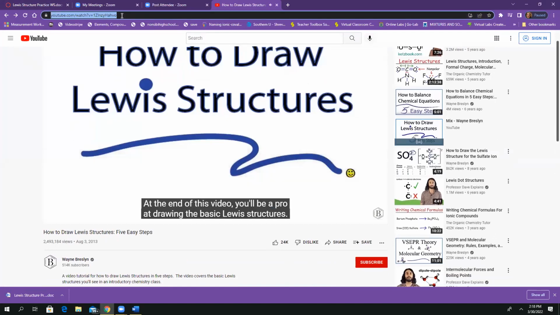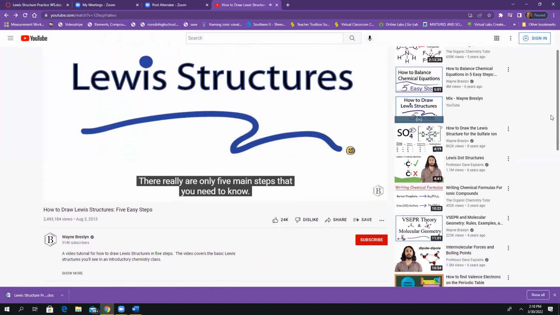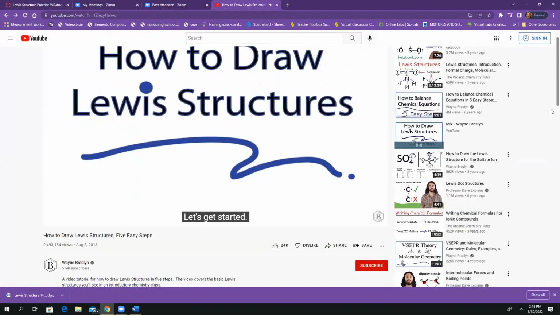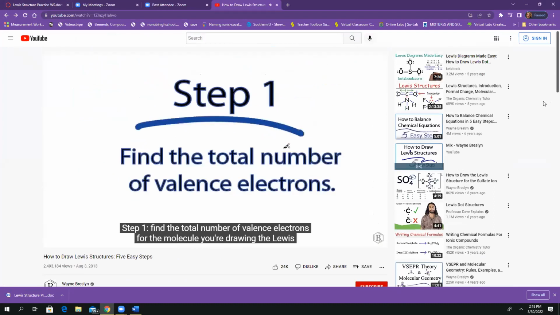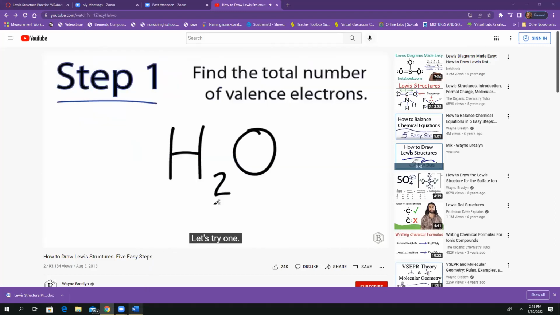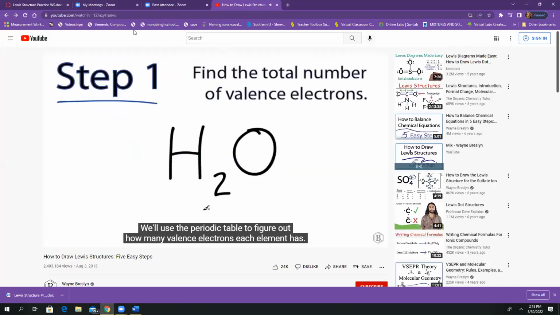Welcome to Lewis Diagrams Made Easy. At the end of this video, you'll be a pro at drawing the basic Lewis structures. There really are only 5 main steps that you need to know. Let's get started. Step 1, find the total number of valence electrons for the molecule you're drawing the Lewis structure for. Let's try one. We'll use the periodic table to figure out how many valence electrons each element has.